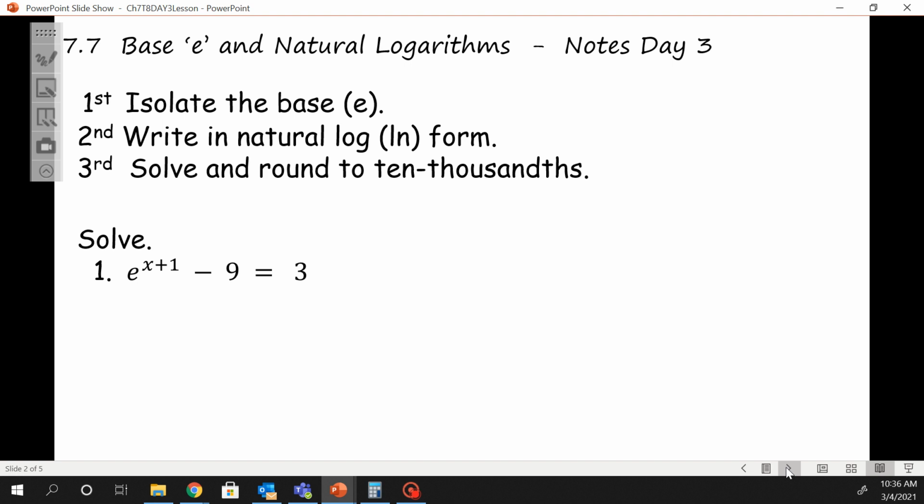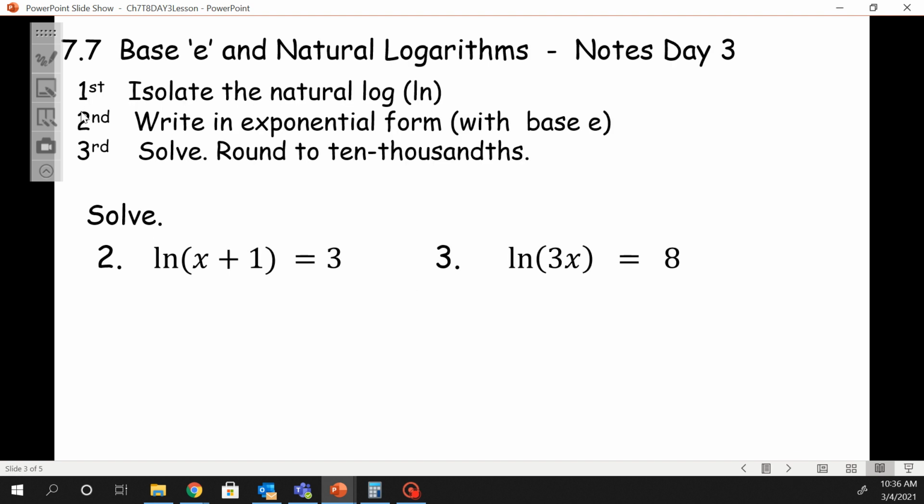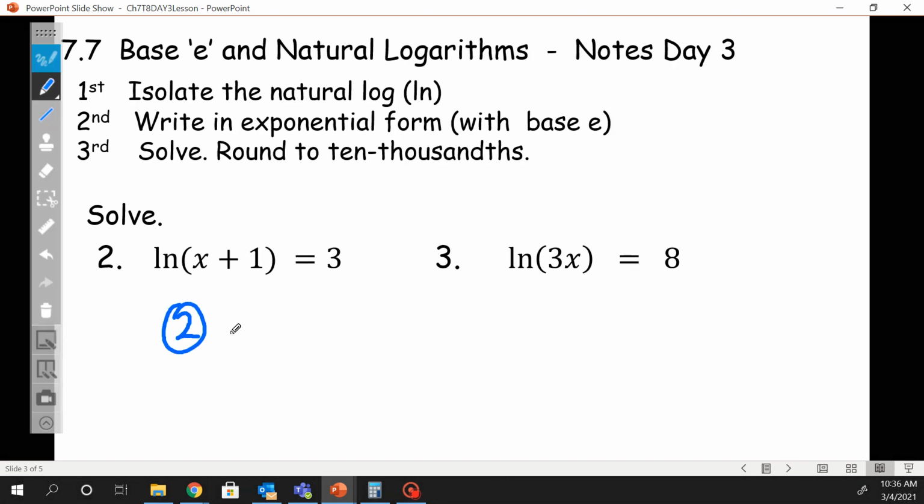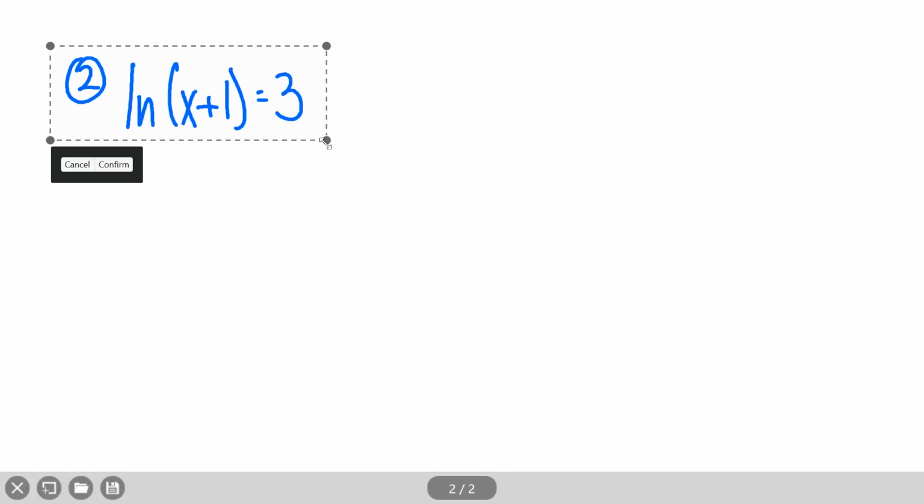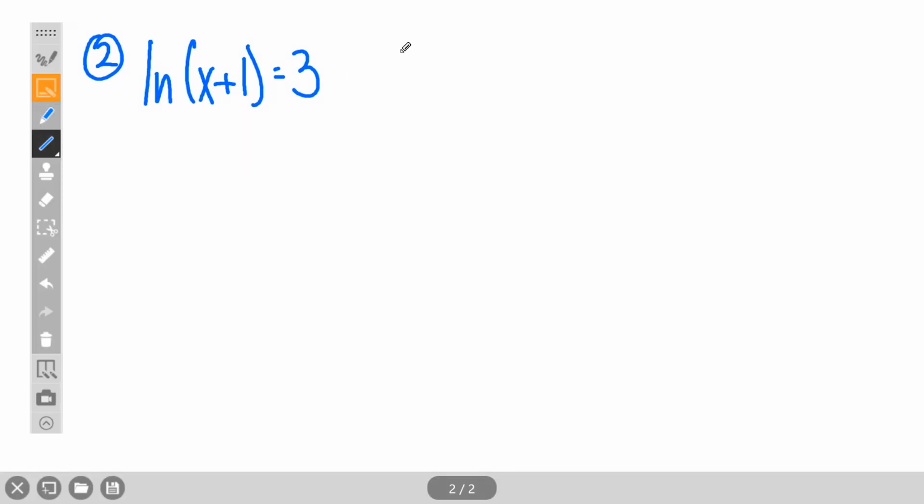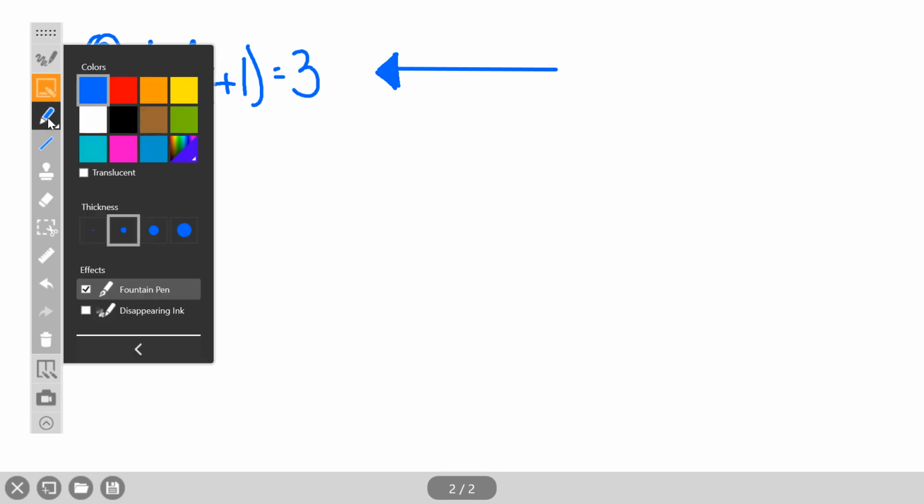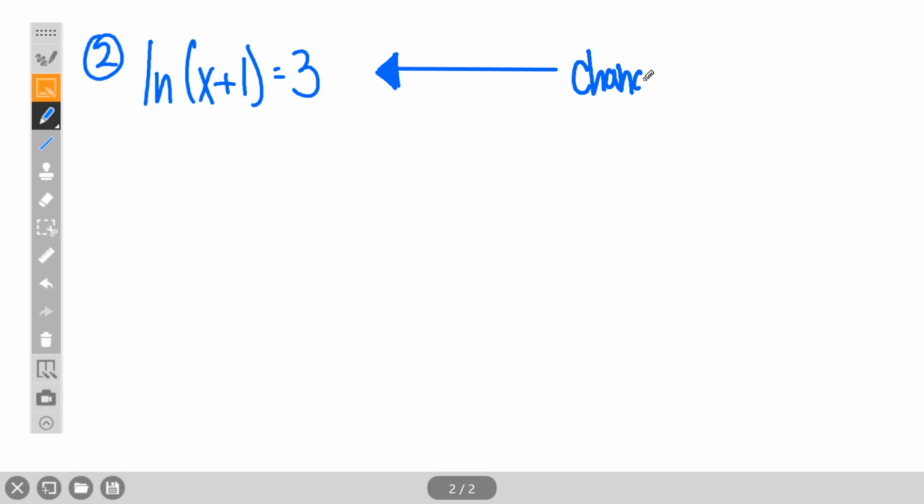Now, that problem started in exponent form. The next problem starts in log form. Okay, natural log of x plus 1 is equal to 3. Doesn't matter what form it starts in, these steps are essentially the same. First thing we want to do is make sure the base is isolated, which it is already. There's nothing over here with the logarithm. Okay, there's no multiplication, there's no addition or subtraction, there's nothing over here. So we can just go ahead and skip that step.